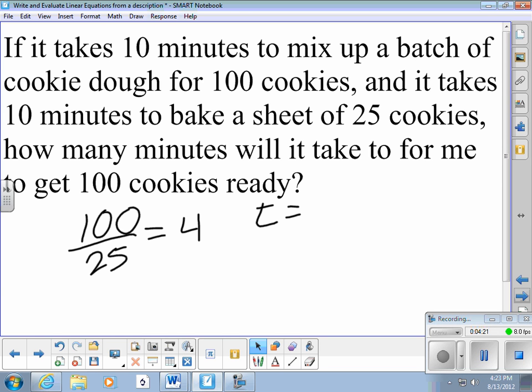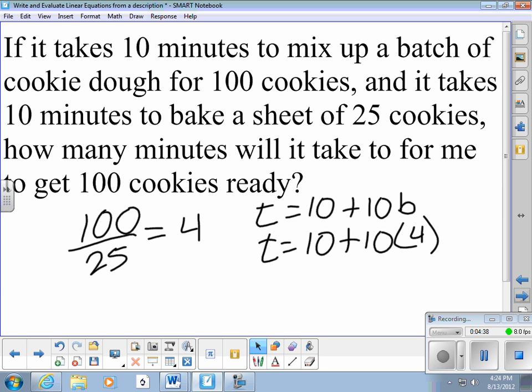The total time would be the time that it takes to mix up the dough. That was 10 minutes. Plus 10 minutes for every batch, which was 4. So let's evaluate that equation with a 4 in place of B. 4 tens is 40. So the total time to get 100 cookies ready is 50 minutes.